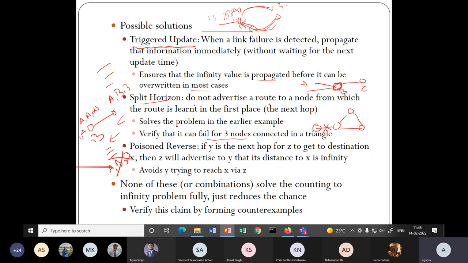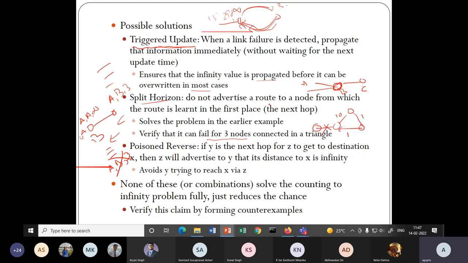Split horizon will break all 2-node loops. What we have shown you earlier is a 2-node loop that will always be broken by split horizon. But try to prove that a 3-node loop is not broken. Okay. So let me give you a hint. Just put a cost of 10. I can do it with a cost of 1 also with a slightly larger loop.